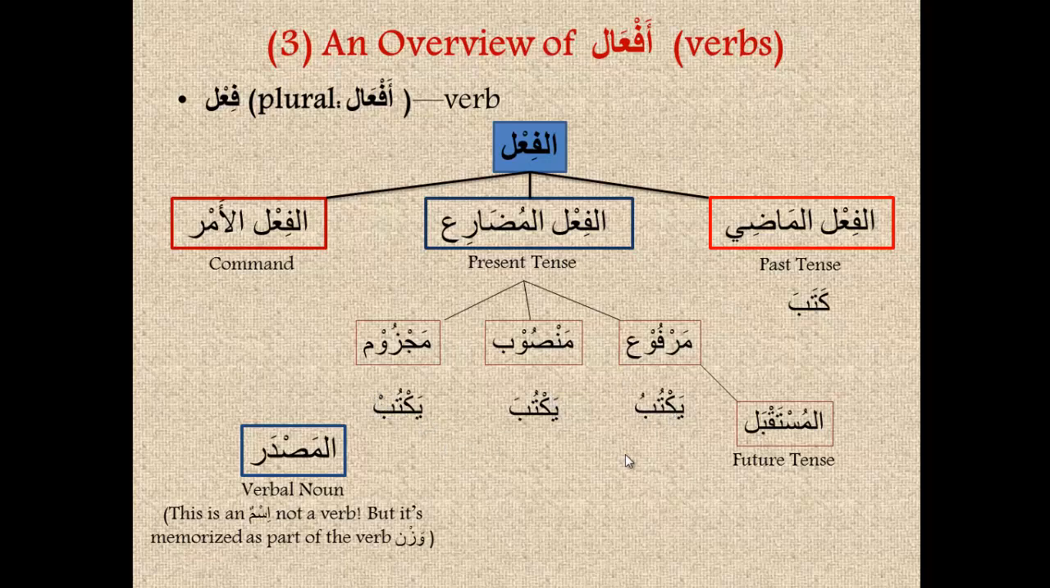And we will talk about why each type of mudari' takes the case ending that it does. And the command, of course, is uktub, which means write when you're commanding someone to do so. Uktub. And the future tense is sayaktubu. So notice how these two are identical, except in the future tense we've added a particle, a harf in front, sa, to signify the future. Sayaktubu. So again, this is the full splitting tree of Arabic verb conjugation.